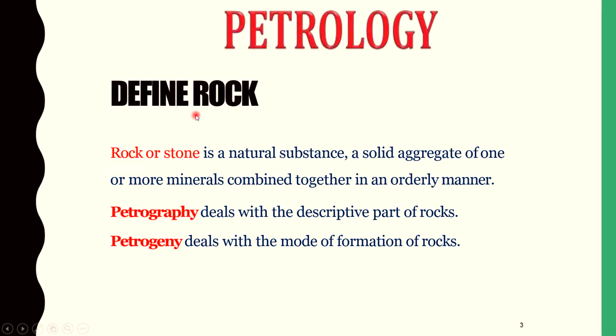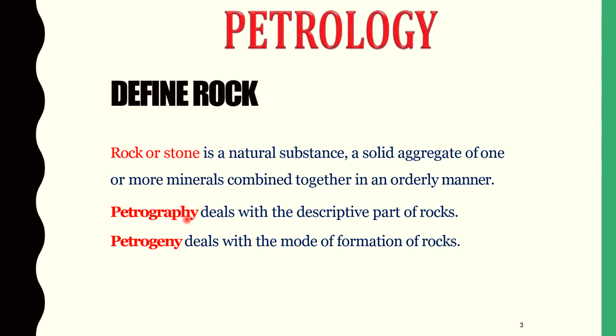So, the definition: how do we define petrology, and how do we define a rock or stone? A rock or stone is a natural substance, a solid aggregate of one or more minerals combined together in an ordinary manner. Now, what is petrography?